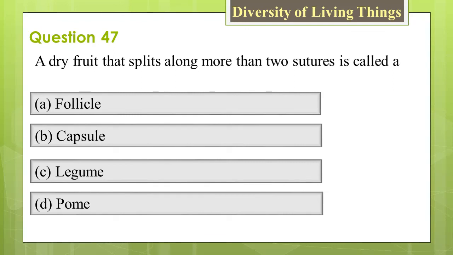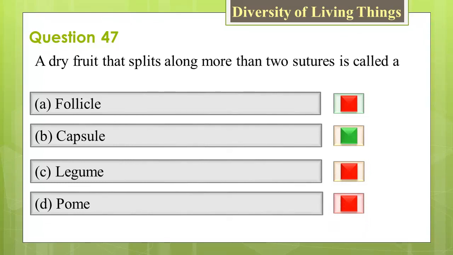Question 47. A dry fruit that splits along more than 2 sutures is called A. Follicle. B. Capsule. C. Legume. D. Palm. Which of the following alternatives is the correct alternative? The correct alternative is B. Capsule.